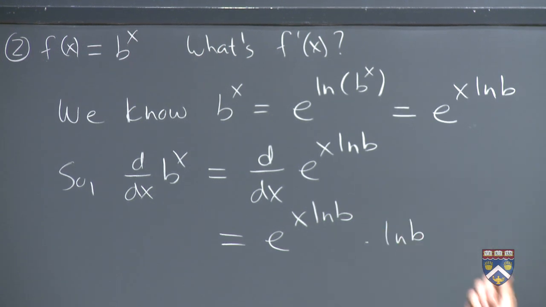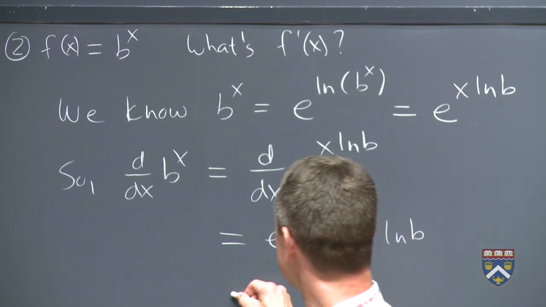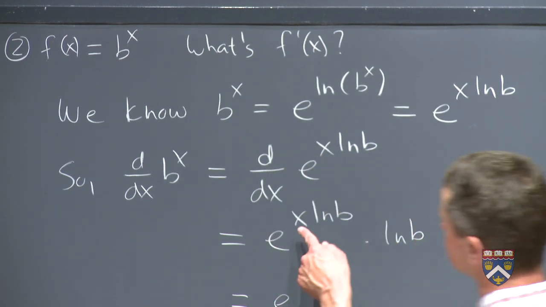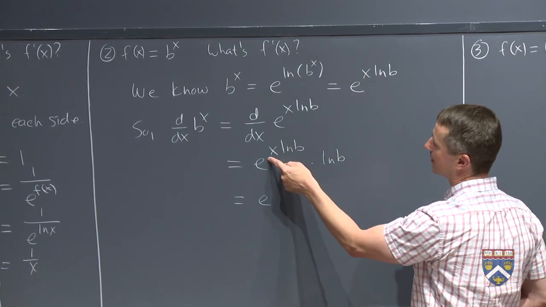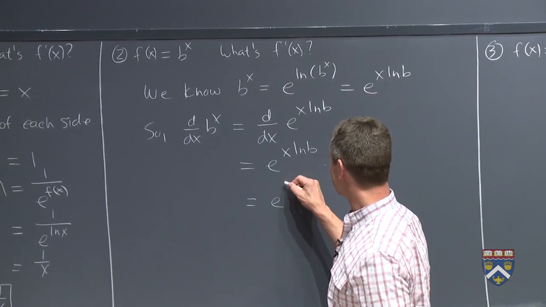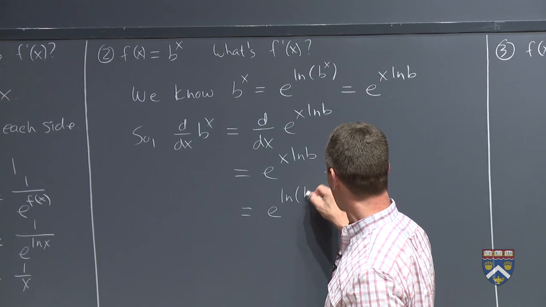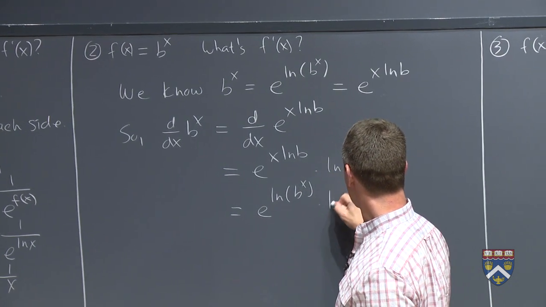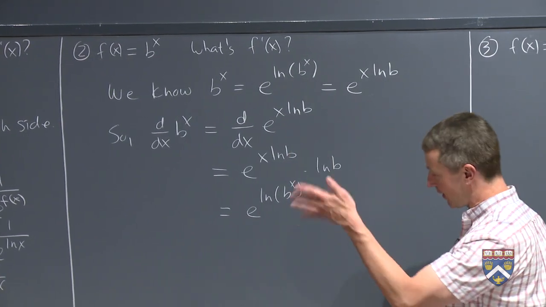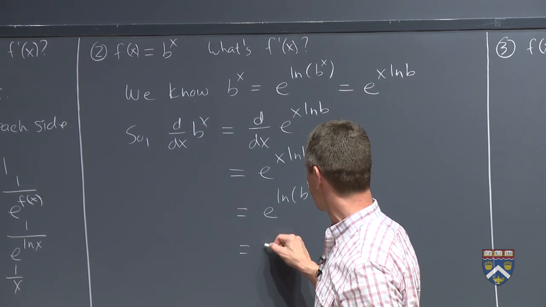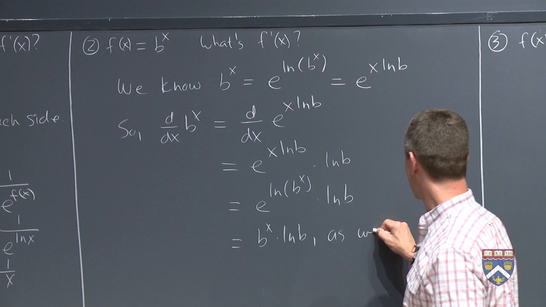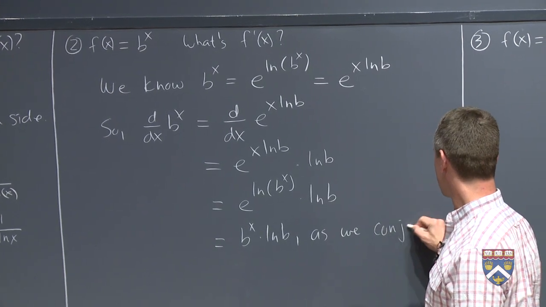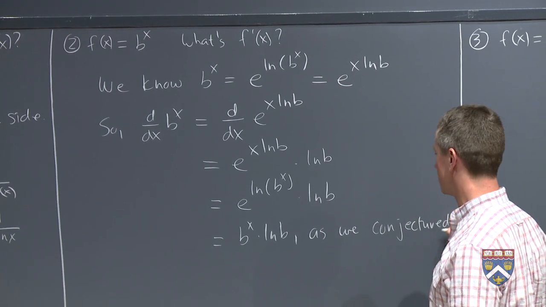Now, is this the answer we were expecting to get for b to the x? Doesn't look quite right, but in fact, we can see that it is the same. Because now I can use that same log rule backwards, and instead of bringing the x down, I can bring the x up. So this is the same as e to the ln of b to the x times ln of b. And then e to the ln of anything, they cancel each other out because they're inverses. That is b to the x ln of b, as we conjectured. That was just based on numerical evidence last week.